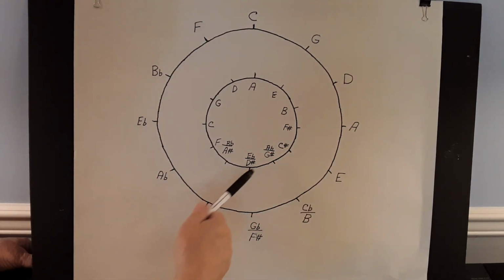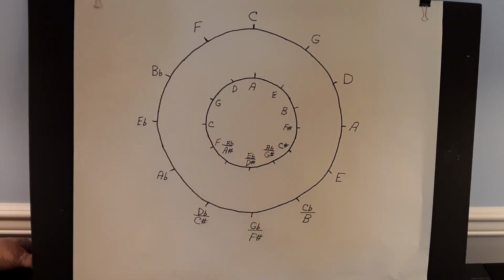And we see that our enharmonic scales line up. G sharp and A flat is the same physical key. D sharp and E flat is the same physical key. And A sharp and B flat is the same physical key. So that's our minor scales.